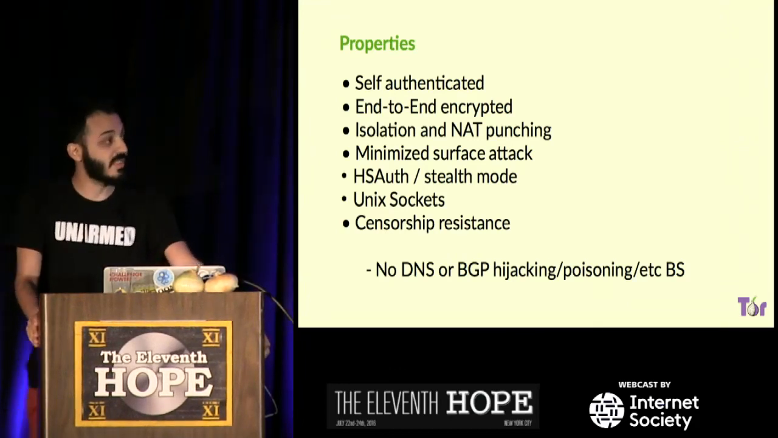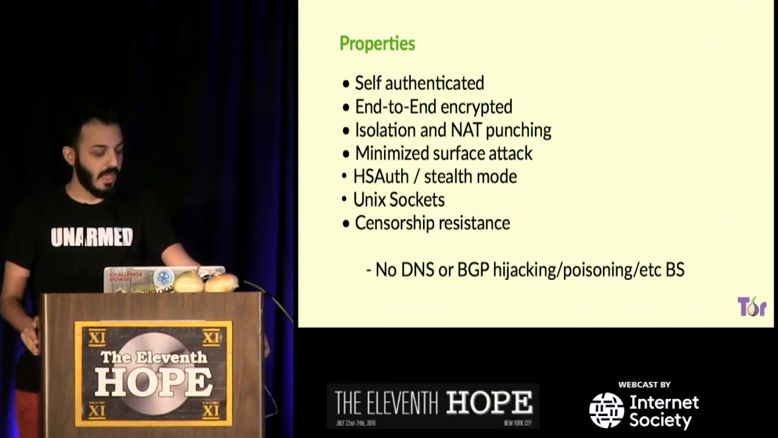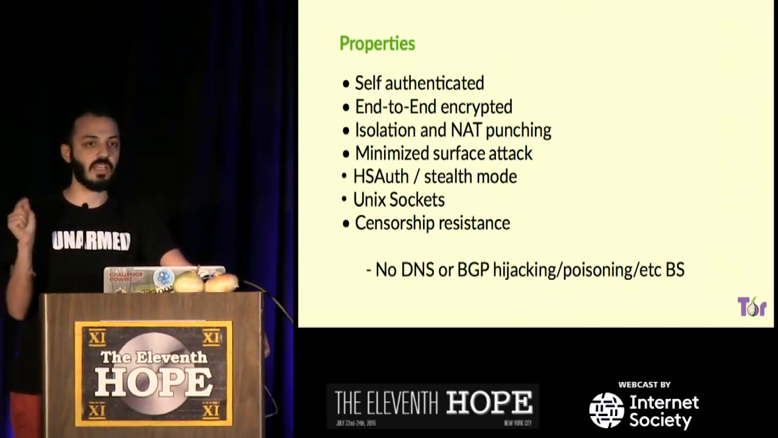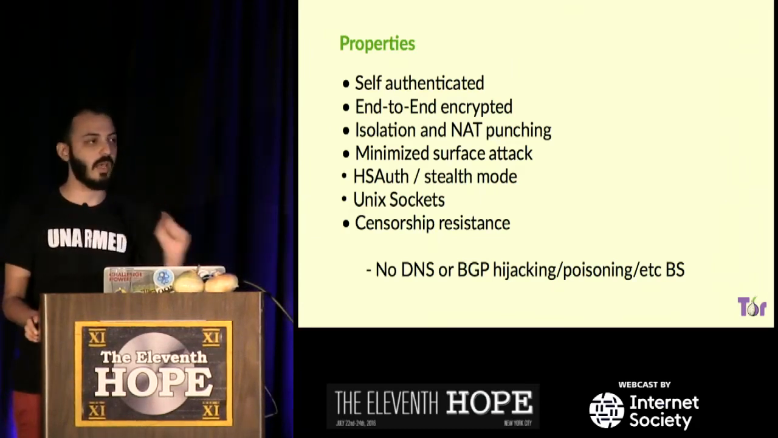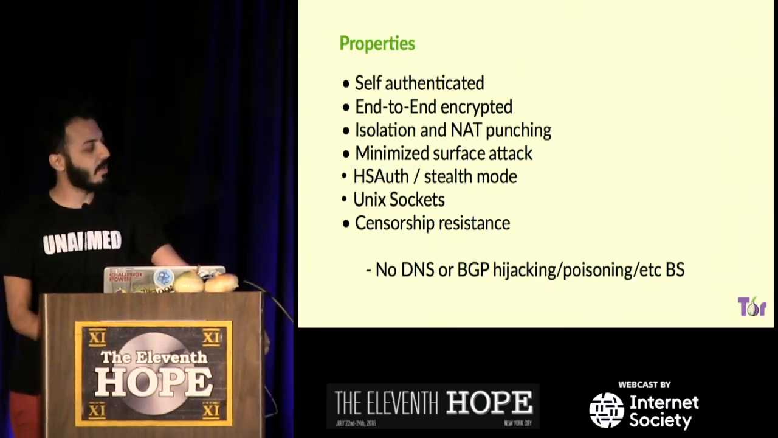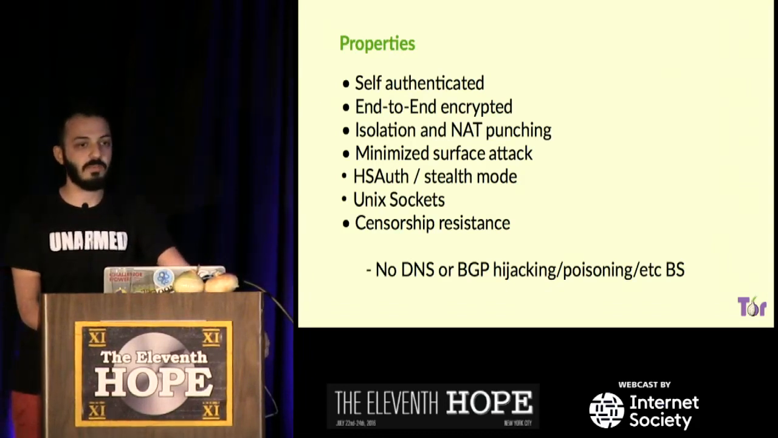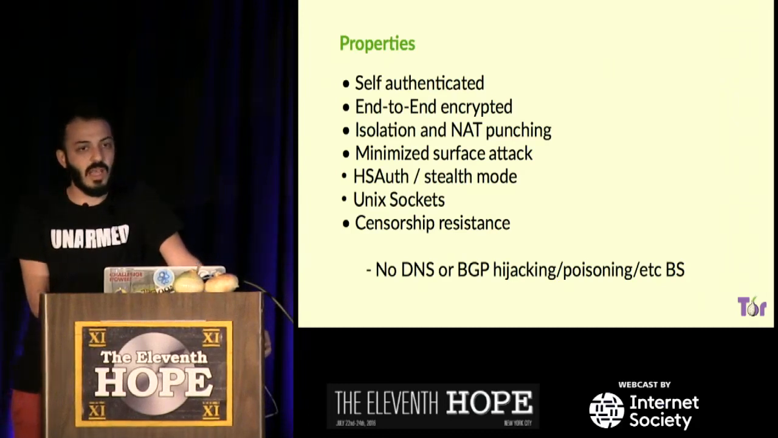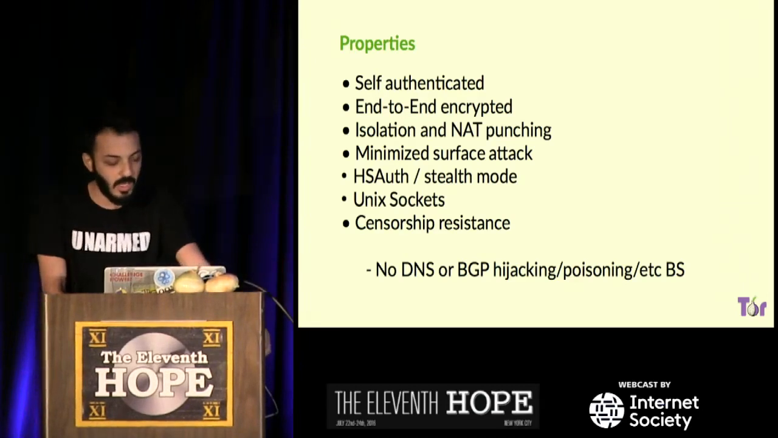You can use a stealth mode that I'm going to talk about a little bit. In stealth mode, even if people somehow find the Onion address, they cannot connect to it directly without the actual key that they need. And you can use Unix sockets to basically get rid of TCP in your setup. And they are censorship resistant. Nobody can censor an Onion address. And when you use Onion addresses, there is no DNS or BGP hijacking or poisoning.